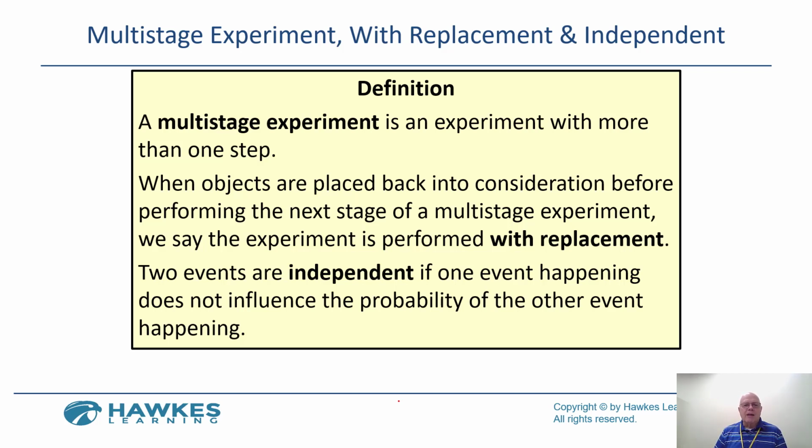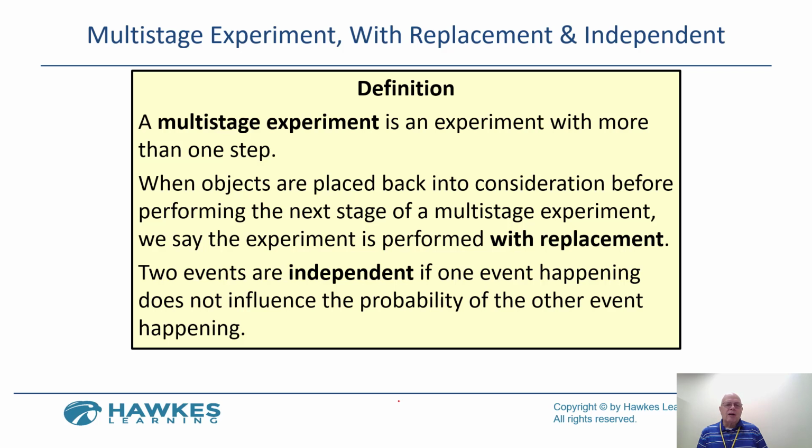So, on the screen it says multi-stage experiment. Very simply, this means you're doing an experiment and you do two things back to back. For example, you might take a card out of the deck, and then the second thing you do is take another card out of the deck.